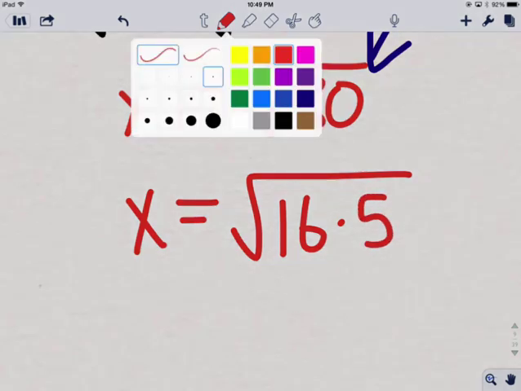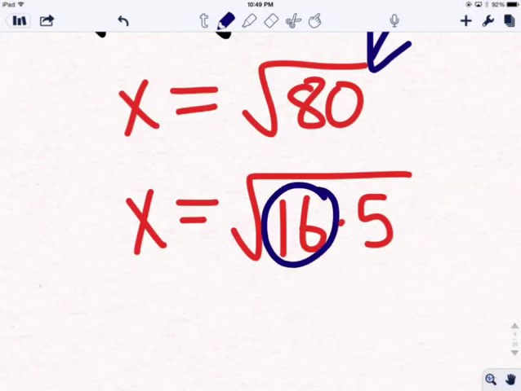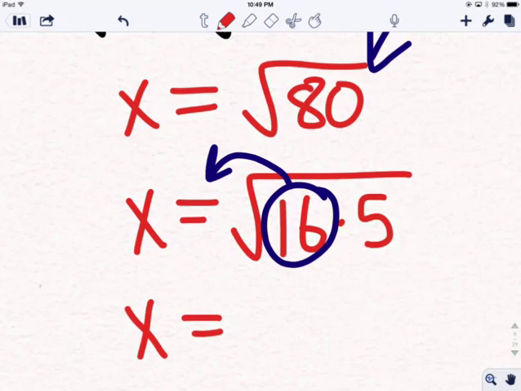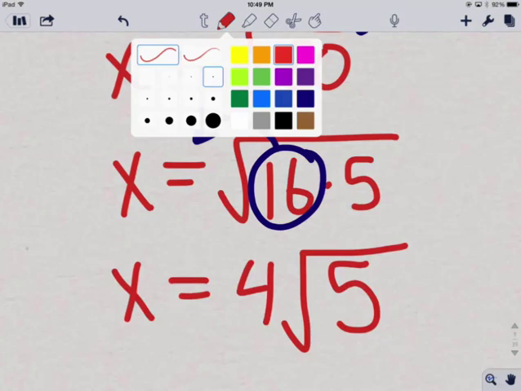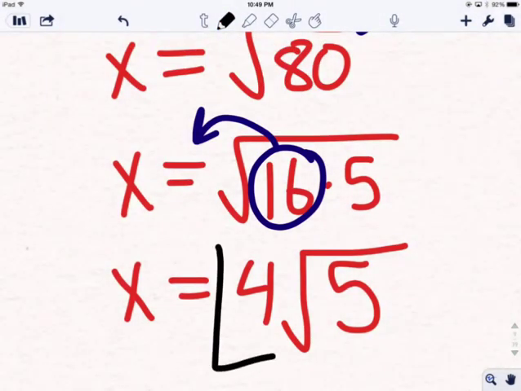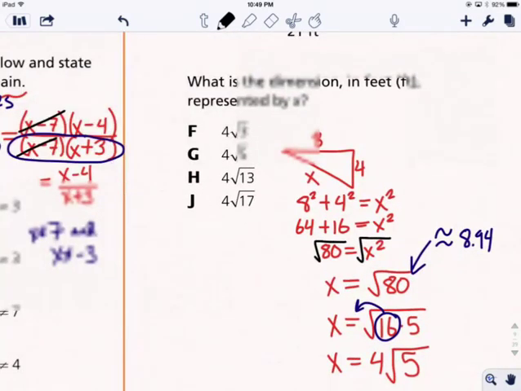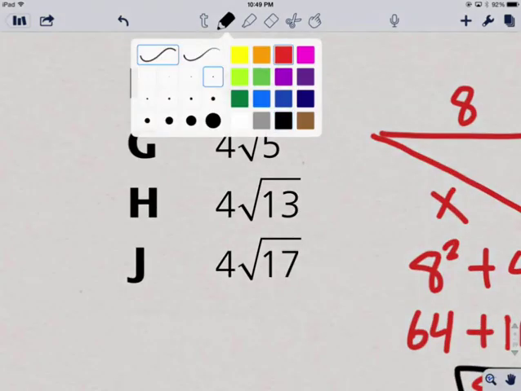Once we have this, we can take 16 out of the radical, but when it comes out, we have to square root it. So the square root of the 16 gives 4. But now it has successfully escaped the radical, but it left its poor little friend, number 5, inside the radical. Okay? So this is the simplified form. 4 times the square root of 5. Which answer choice is that? G. Bam! Done.